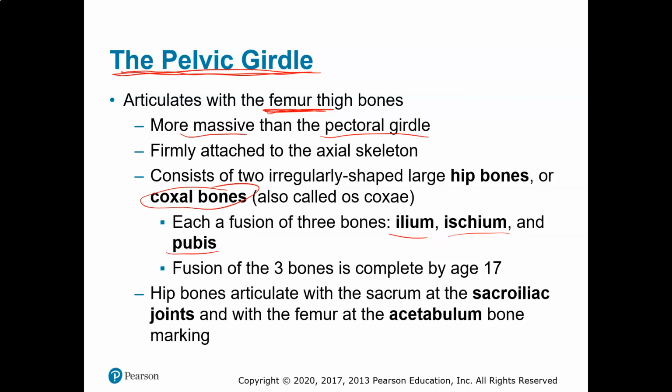The hip joint is formed by the femur and the acetabulum, which is a structure on the ilium, and the sacrum and the iliac bone also form the sacroiliac joint.